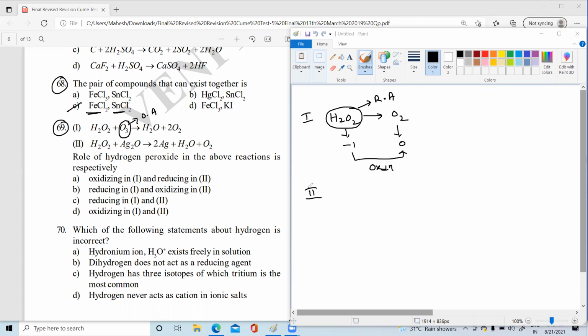And in equation number 2, students, it is the same thing. In equation number 2 also, H2O2 is converted into O2. Same explanation, students. Here also it is acting as a reducing agent. So in both cases it will be a reducing agent, students. The answer should be C.